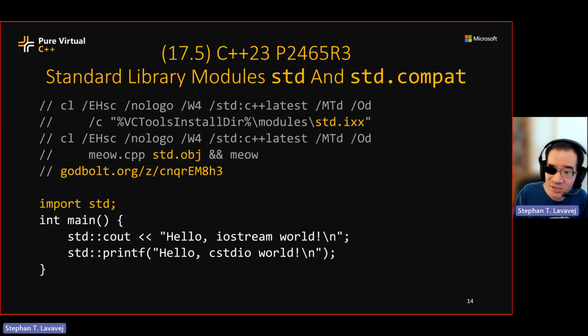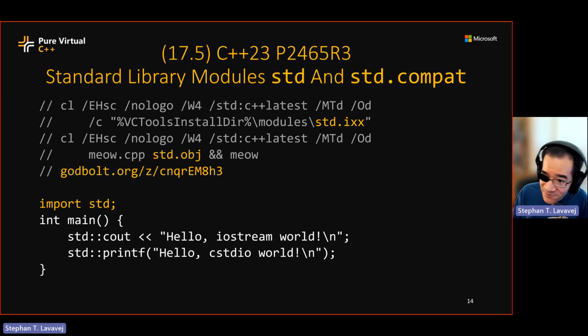So std.ixx and std.compat.ixx are just source files that we ship. You can see their implementations. You can also look them up on GitHub. You need to compile that with substantially the same compiler options as used for your program. So here I've got the command line. Once that is built, and that's a one-time build, you only need to rebuild that if you change your compiler options or upgrade your Visual Studio toolset.